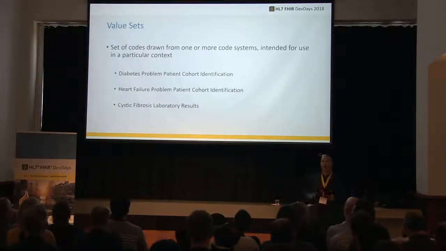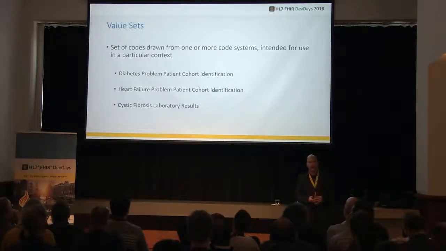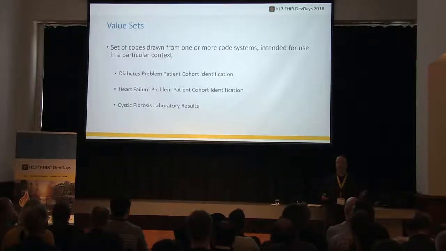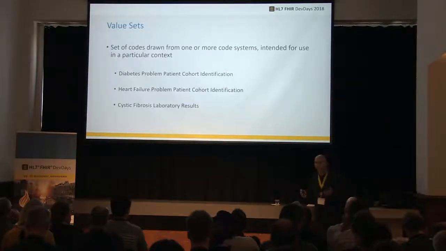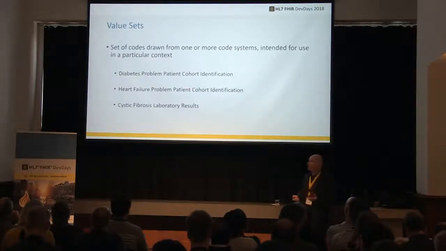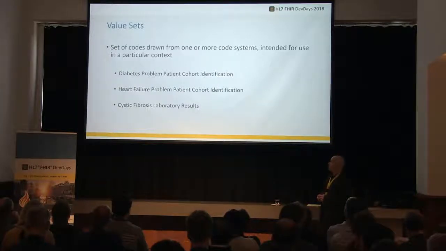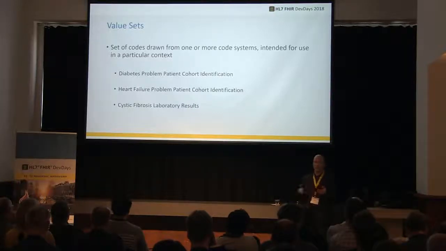So we create something called a value set. Essentially, a value set is a collection of codes drawn from one or more code systems that you need for a specific purpose. So it's just a set of codes that you need for something. Some examples are the diabetes problem patient cohort identification value set, a value set that's been defined for identifying patients with diabetes.